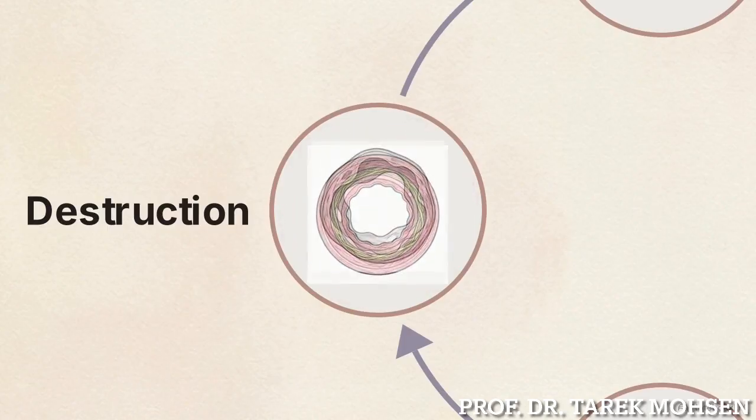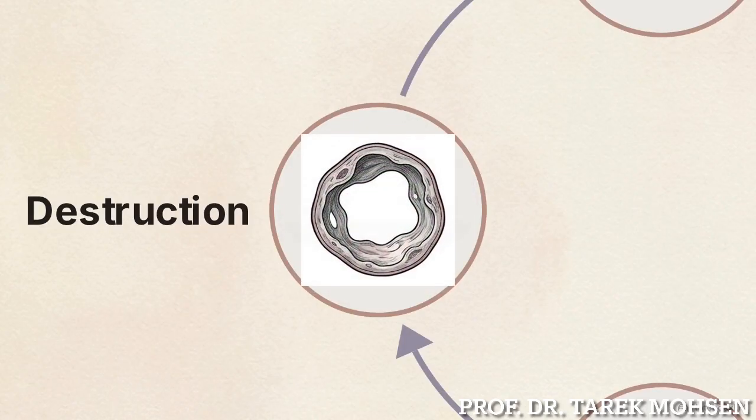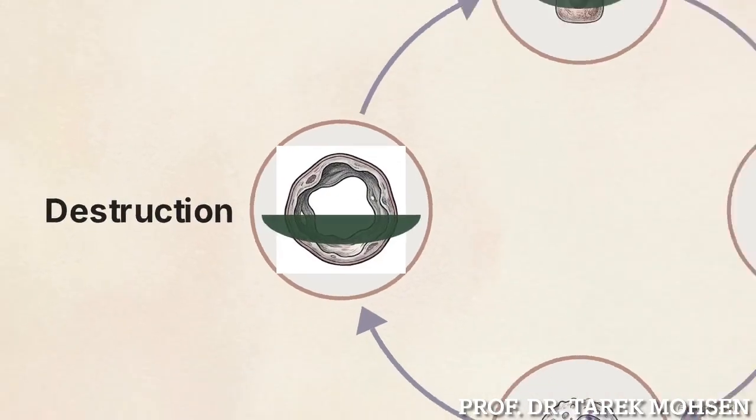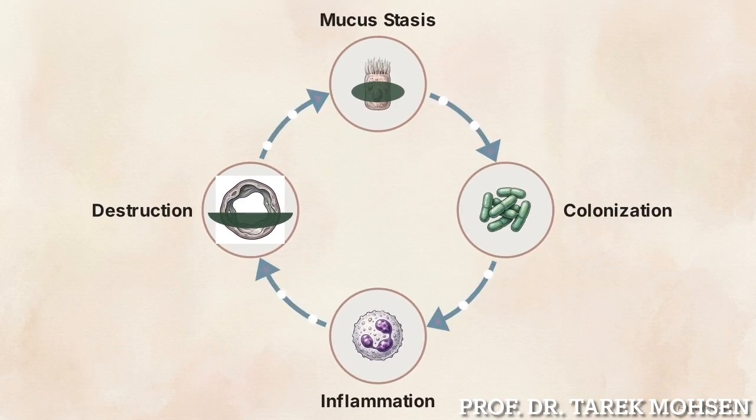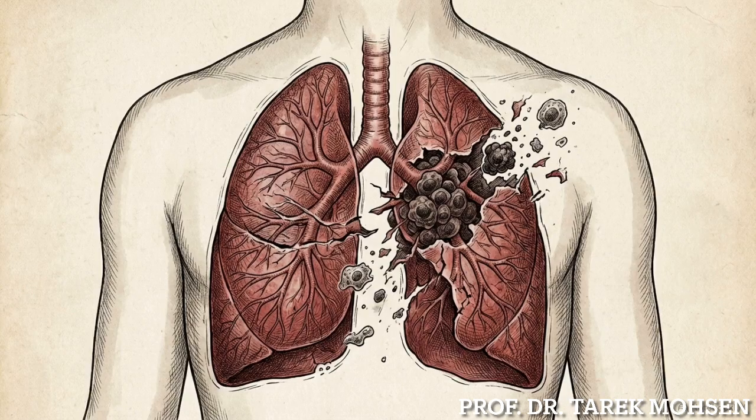The airway sags outward, widening permanently. This flaccid airway traps even more mucus, locking the patient into an accelerating cycle of structural destruction. In bronchiectasis, the host's own immune system dismantles the lung from the inside out.